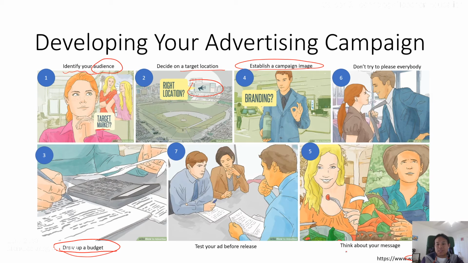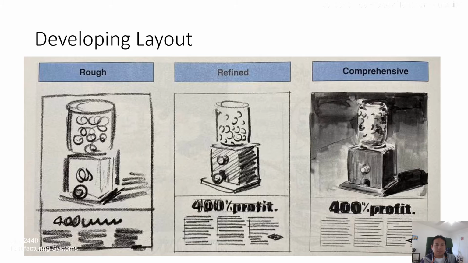And then the next step is to think about your message, such as if you want to sell tomato juice or tomato sauce. You're gonna say, okay, our product came from an organic farm. So that would be your message. And then the next step is don't try to please everybody. You can just focus on a group, and you can focus on your message, not all. And then before release, you test out your idea, your advertisement. This is a general process.